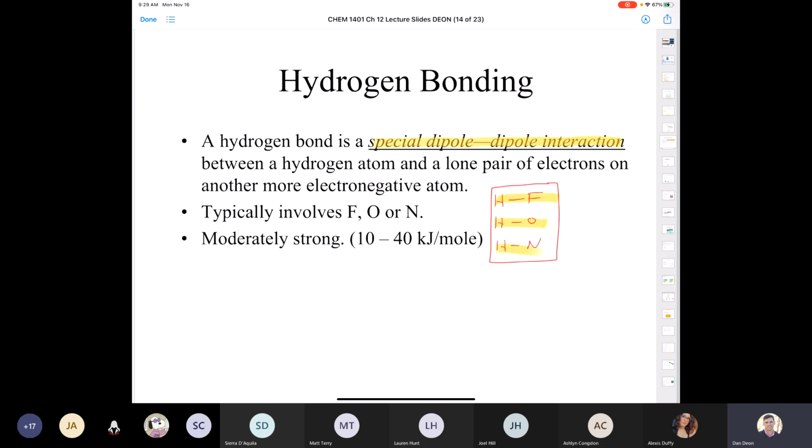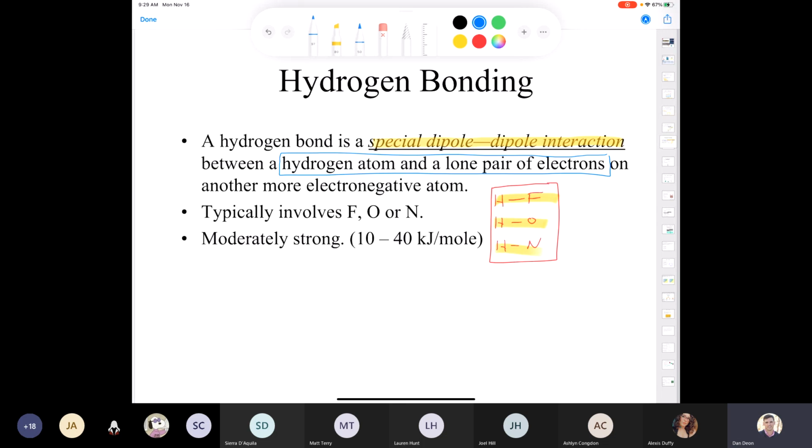those hydrogen bonds. So it says a hydrogen bond is a special dipole-dipole interaction between the hydrogen atom and a lone pair of electrons. It's important that when we represent hydrogen bonding, we show it occurring between a hydrogen atom and a lone pair of electrons. And I'm going to show you on this slide how we represent that.